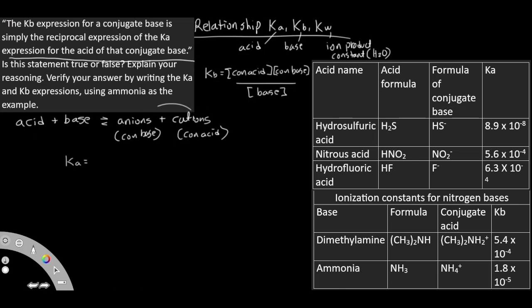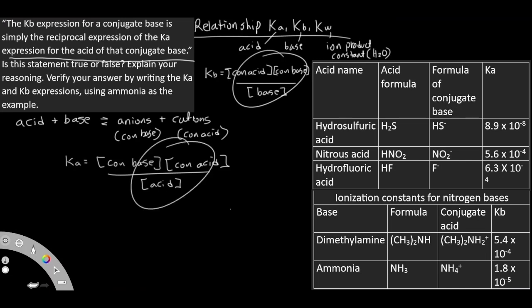So let's try this numerator and the denominator. We're going to put our conjugate base here, multiplied by our conjugate acid. And we're going to divide this all by our denominator, just our acid. There we have it. So now we're just going to compare between these two.